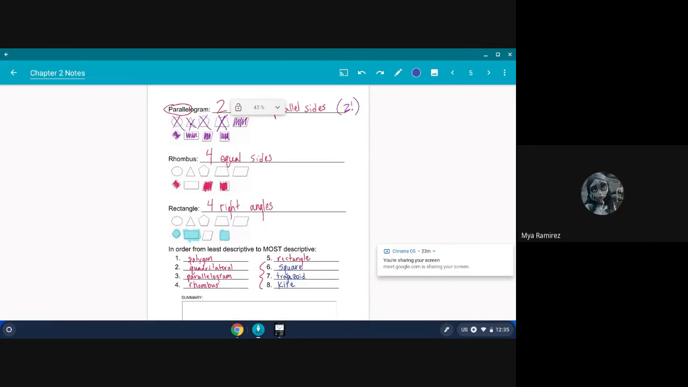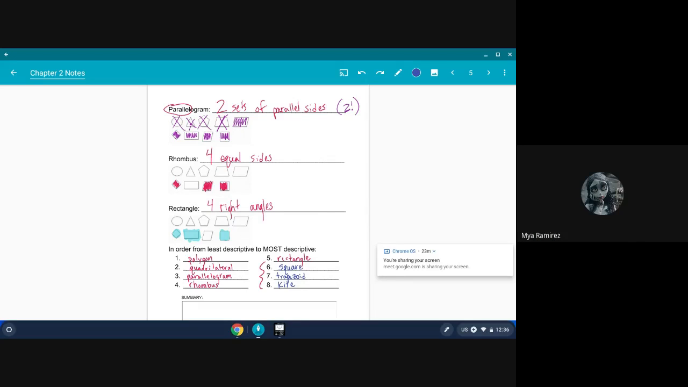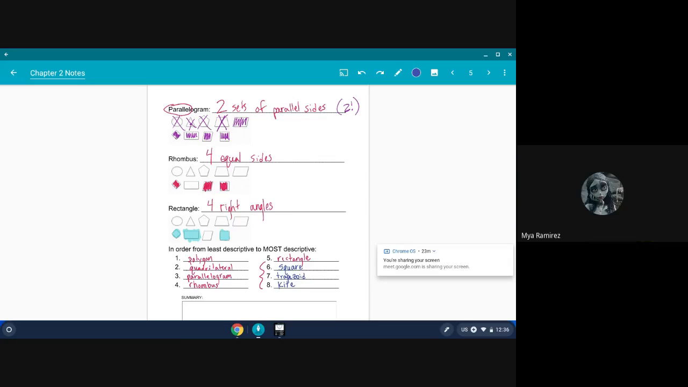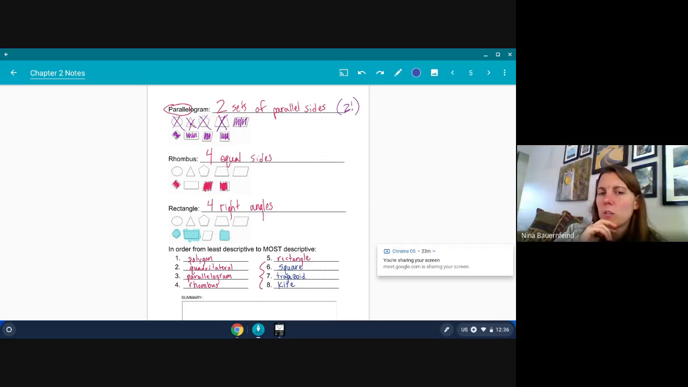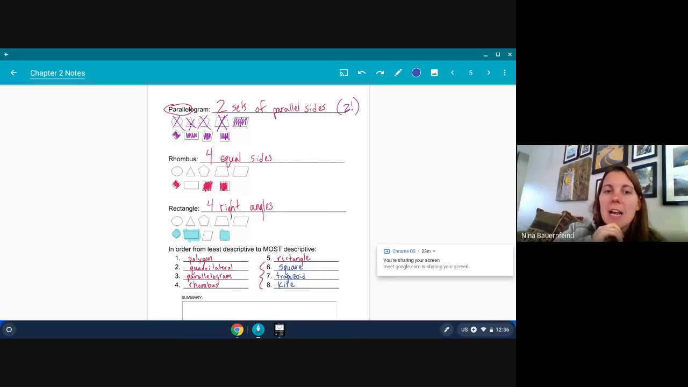So I have a question then. How do you not get confused between rhombus and triangle? They're basically the same thing, but one's equal and one's like a right angle. So you said between rhombus and what was it? Triangle. Do you mean trapezoid? I mean rectangle. Oh, got it. Between rhombus and rectangle, you said?